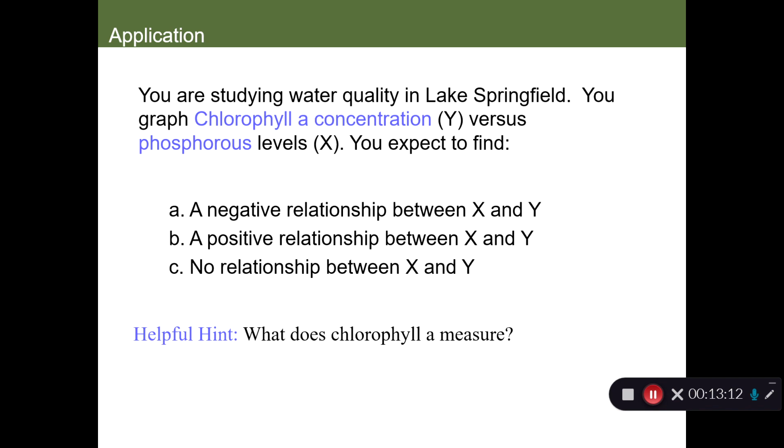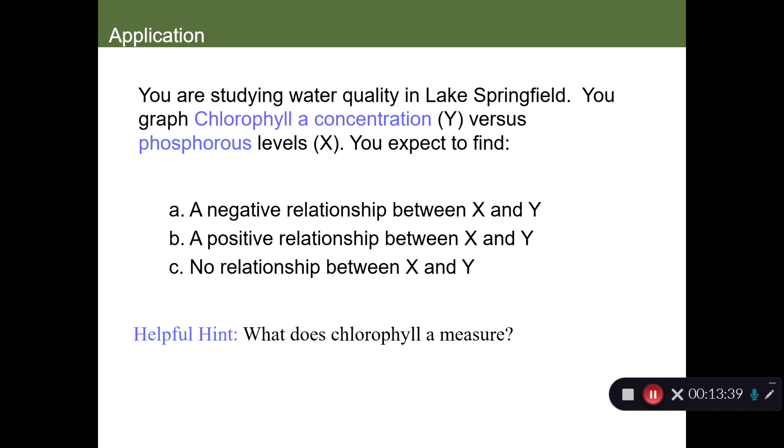And so I have a lot of different data points. Going in, I'm going to make a hypothesis as to what relationship I expect to see between the phosphorus level in the lake and the chlorophyll A concentration. So which of these do you think is correct? Do you think you would find a negative relationship between X and Y, positive, or really no relationship?